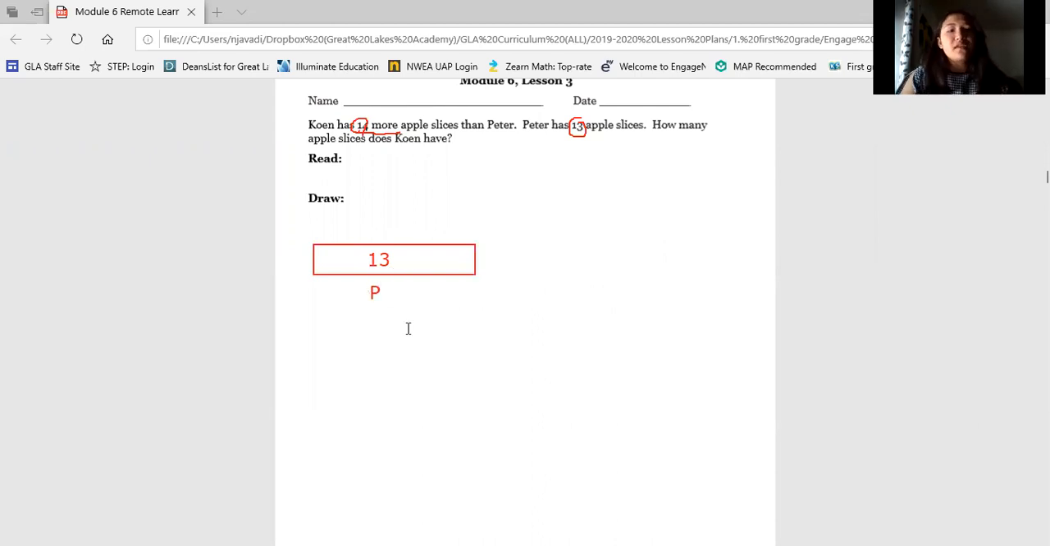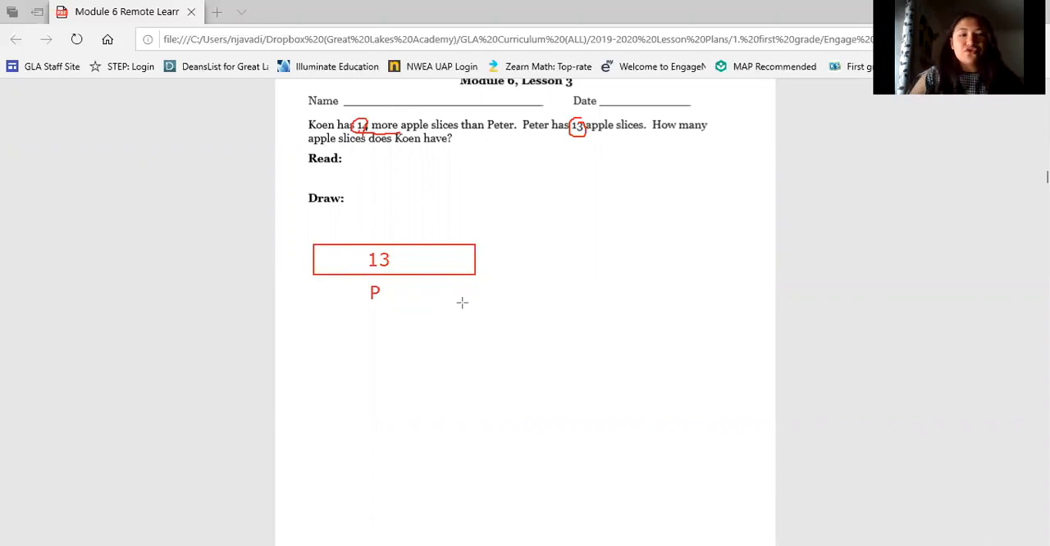That's right. Great. Now I need to figure out the part that I don't know. So let's go back to our problem. Let's read the first sentence of the problem together. Starts with the word Cohen. Your finger is in the text. You're reading on 2, 1, 2. Cohen has 14 more apple slices than Peter. Okay, in my double tape diagram, I know that Peter has 13. Cohen has 14 more than that.